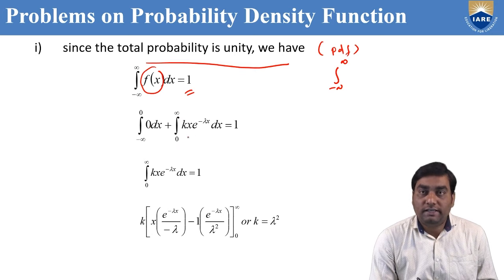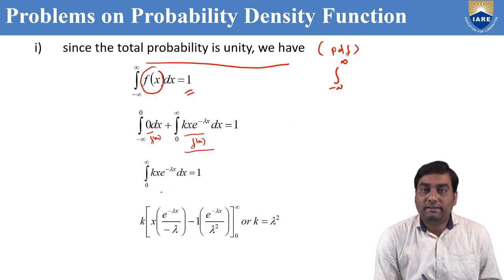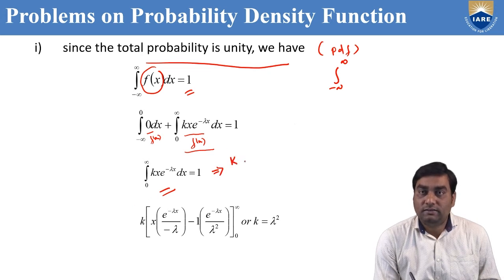In 0 to infinity, f of x is kx e power minus lambda x. This is the f of x value and this is also the f of x value. So the integration of 0 is 0, so there is no need to apply the limits. You only take this part. This we need to evaluate. The constant k you can take outside: integral 0 to infinity x into e power minus lambda x dx.